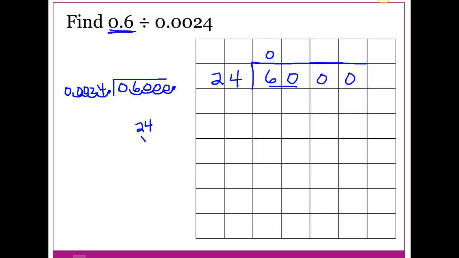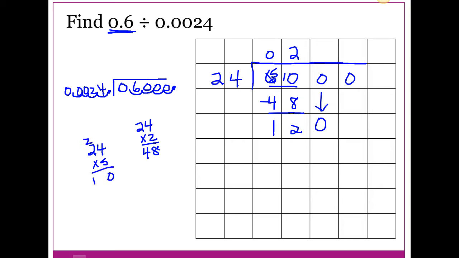I'm going to try 2, and I get 48. So I'll say 2 times 24 is 48, and subtract. That leaves me with 12. I bring down a 0, and I have to try again. In this case, I might think of money. 24 is pretty close to 25, and $1.20 is just about 5 quarters, so why don't we try that? 24 times 5, and that gives me 120 exactly.